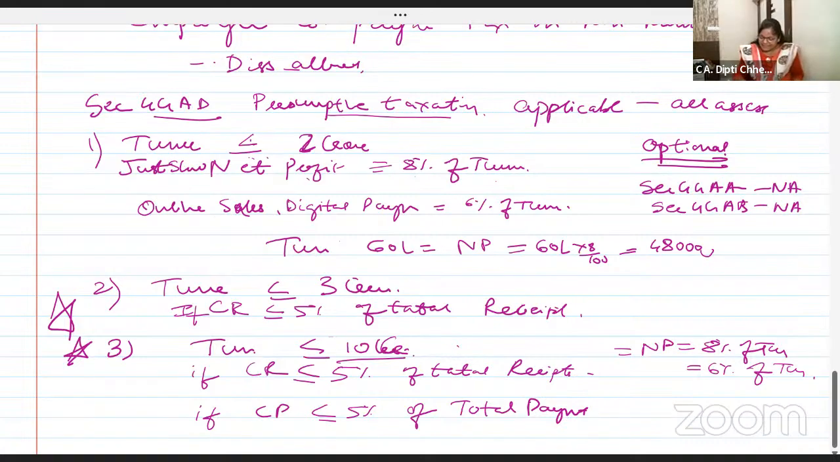So 44AD is clear? Right. So check that 44AD. In reverse, I'll come and make you write 44A and AD. Look at this.